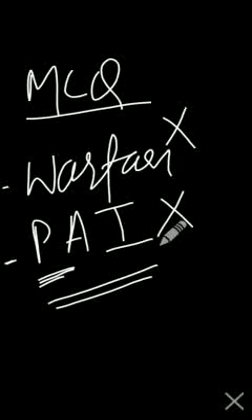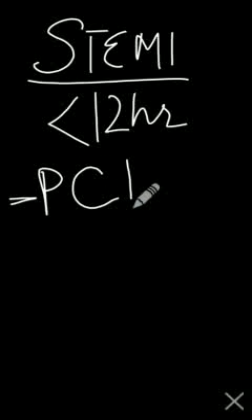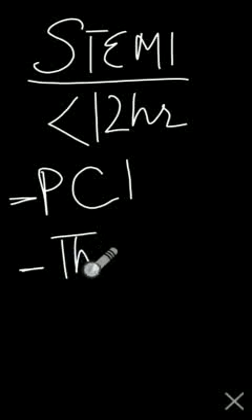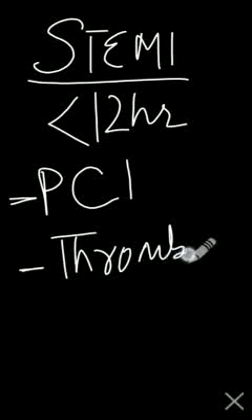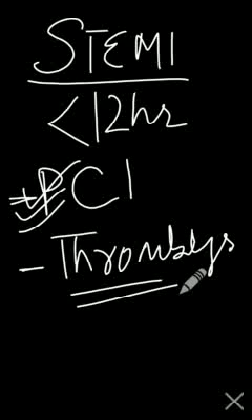Now the specific treatment of STEMI and NSTEMI. We are going to discuss STEMI first. In STEMI, if the patient presents within less than 12 hours, you have two options. Either you go for percutaneous coronary intervention or you can thrombolize the patient. Among the two options, PCI is always better than thrombolysis.